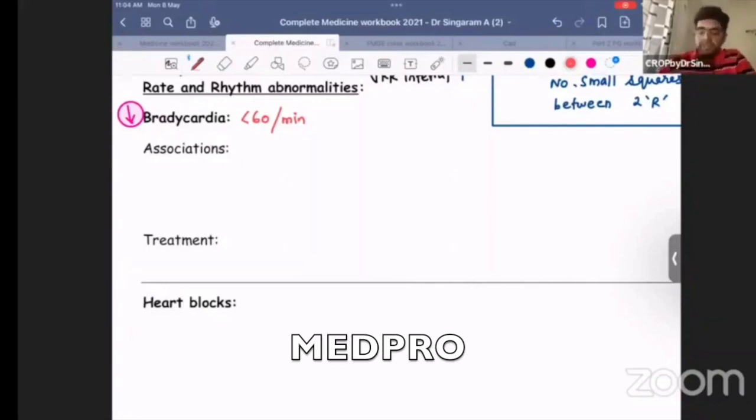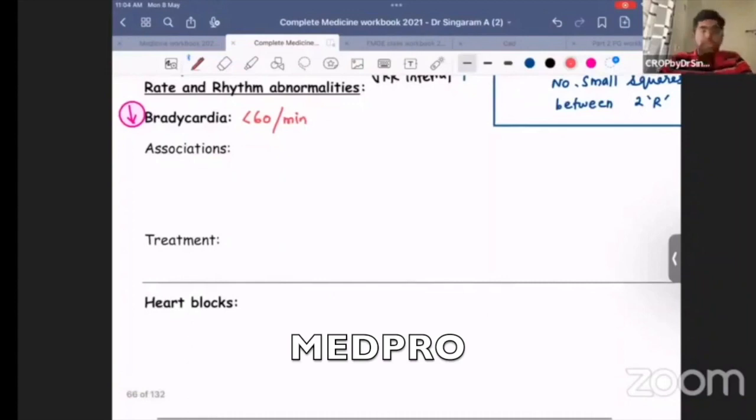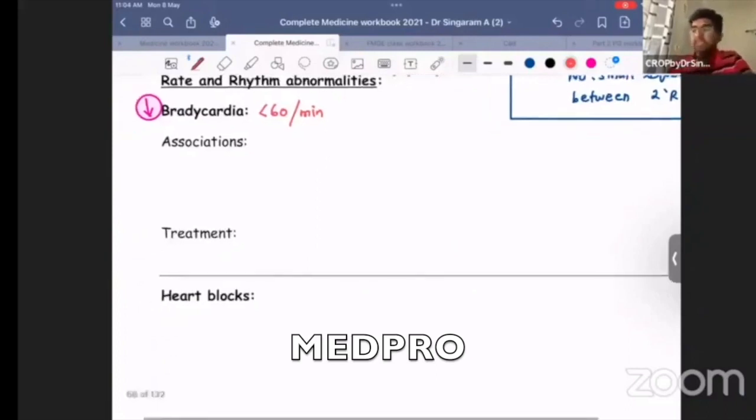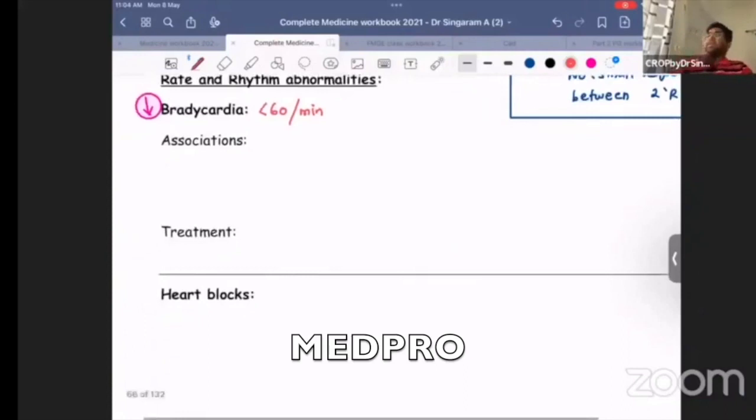So we were discussing the rate and rhythm abnormalities. Here, bradycardia refers to a condition where the heart rate is less than 60 per minute. Can anybody tell me a normal situation where heart rate is actually less? In a normal person, the heart rate can be less. It is usually seen in athletes.